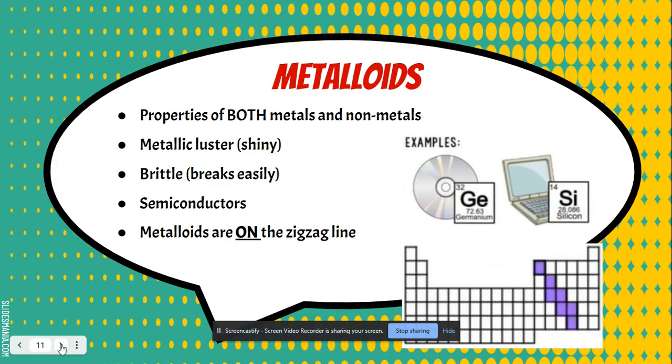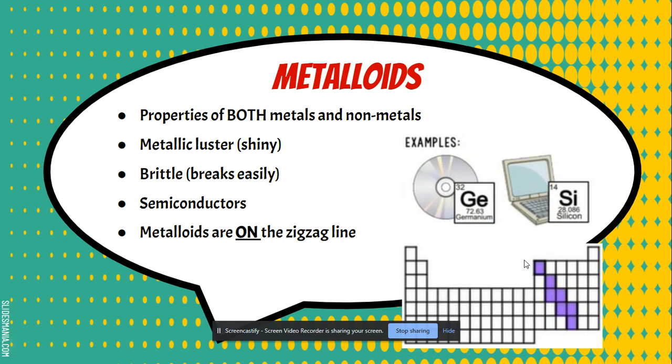Metalloids. Now, metalloids have properties of both metals and nonmetals. They have a metallic luster, so they're shiny, but they can break easily, so they're brittle. They are semiconductors, so they allow some electricity and some heat energy to flow through.